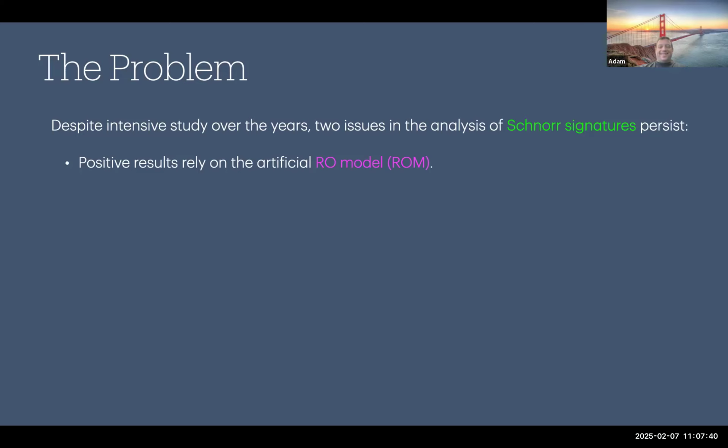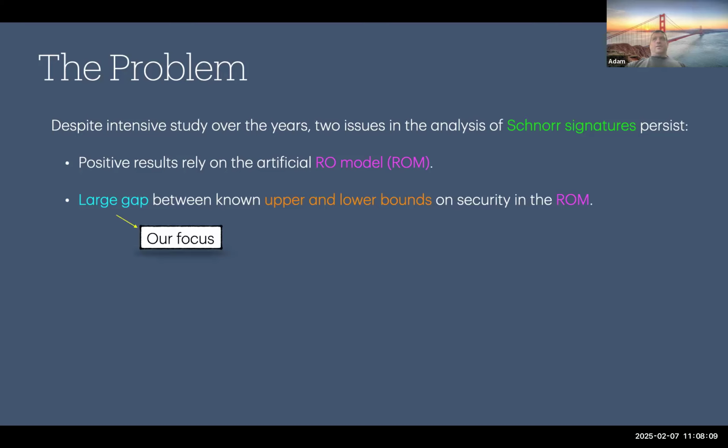Yeah. And even in the random oracle model, there's a large gap between the known upper and lower bounds on its security. The running time of the best attack differs greatly from the running time of attacks we can rule out by a proof. We'll see concretely what that means. This is our focus: we're going to focus on security in the ROM, but on closing the gap between the upper and lower bounds on the security of Schnorr.